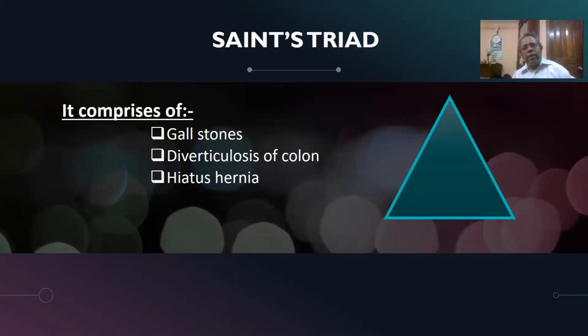For that reason, if the patient has gallstones, you should evaluate the symptoms very carefully. The patient may have any reflux or not. The patient may have any source of hiatus hernia or not. The hiatus hernia may mislead you as a symptom of gallstone disease, but the disease is due to the hiatus hernia. If you remove the gallstone, the symptom is not improved because the presentation is due to the hiatus hernia. For that reason, in case of Saint's triad, there are gallstones, maybe associated with diverticulosis of the colon and hiatus hernia.